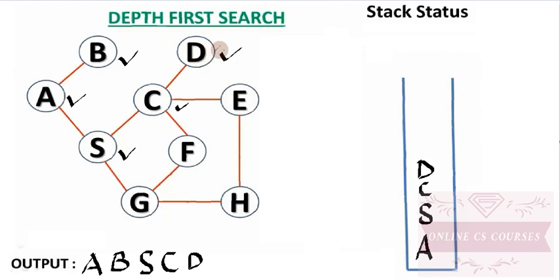So there is no unvisited vertex adjacent to D. कोई भी ऐसा वर्टेक्स नहीं है. So we will pop D, क्योंकि इसके आगे और ऑपरेशन परफॉर्म नहीं होगा. So we will pop D from the stack. Now we have C on the top of the stack.